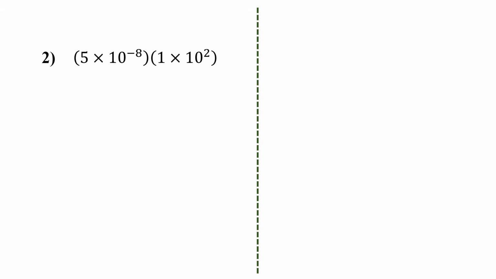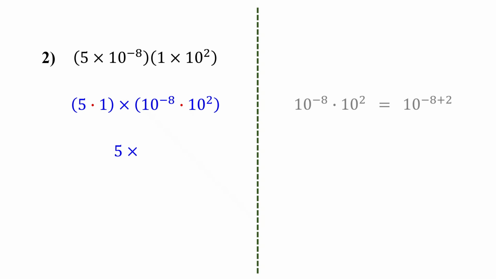This time, one of the exponents is negative, and you'll see how the same steps work perfectly. Feel free to pause the video and give it a try. Just like before, the first step is to group the number parts together and the powers of 10 together. Then multiply each part. 5 times 1 is 5. For the powers of 10, use the same rule. Keep the base and add the exponents. Negative 8 plus 2 equals negative 6. So we get 10 to the negative 6th power.